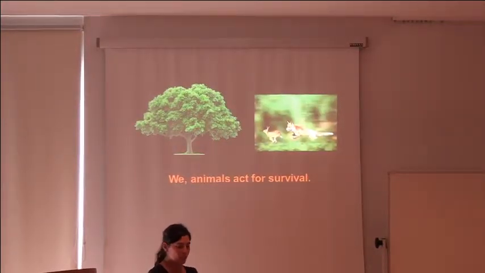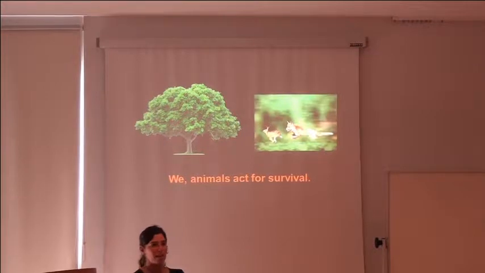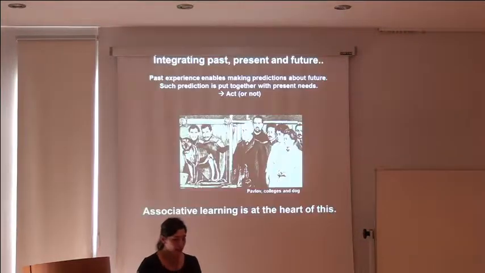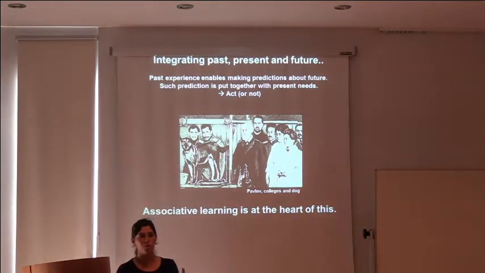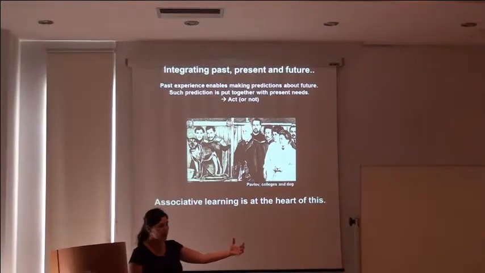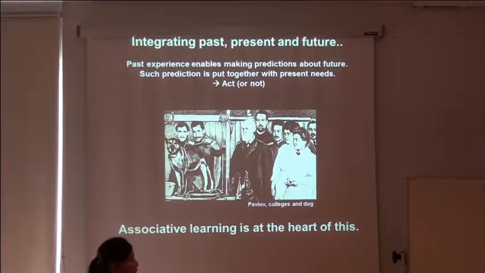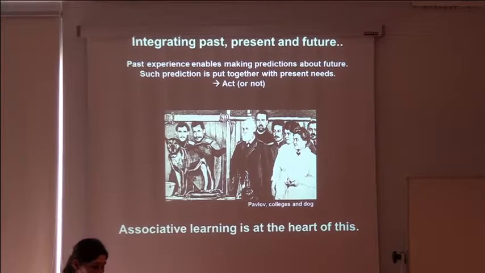Now, there are different ways of surviving, right? You can choose not to move at all. But we animals, we move. So we act, we have to do things. And then it is a bit of a problem to choose what to do or not. And in the choice of action, it's important to take into consideration what happened in the past, what the present needs are, and what is going to happen next, the future. So basically, associative learning seems to be at the heart of this integration between past, present, and future.